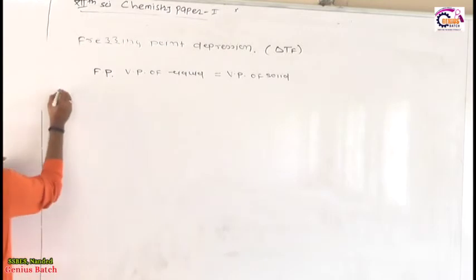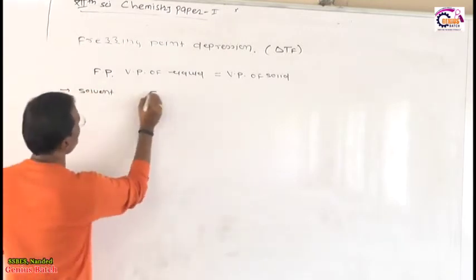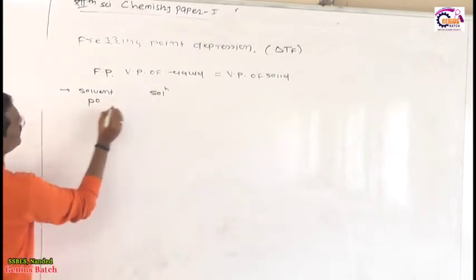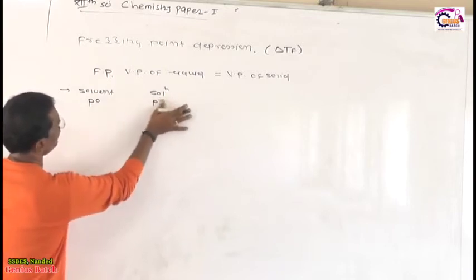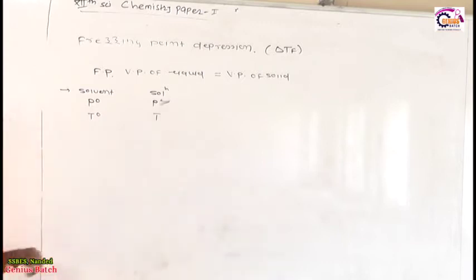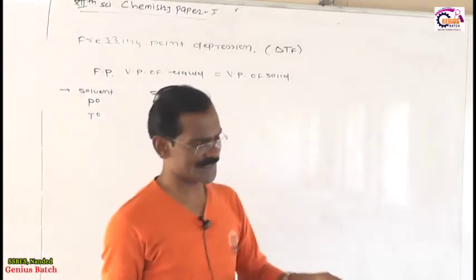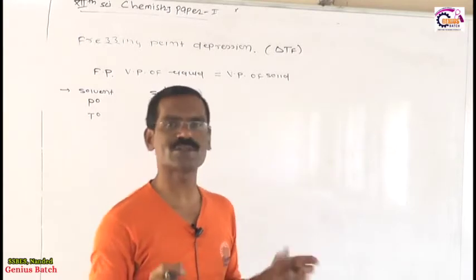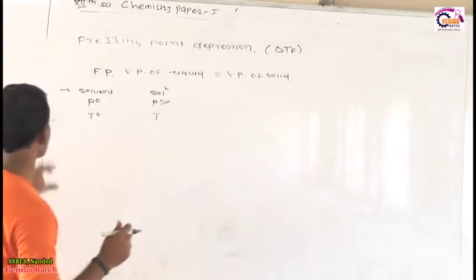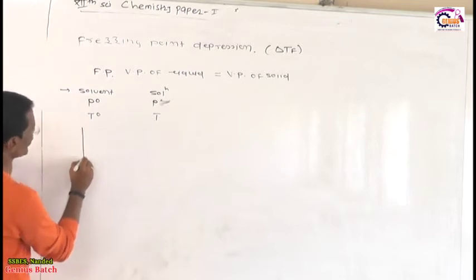Suppose, once again, this is the pure solvent and this is the solution. The vapor pressure of the pure solvent is P0, and the vapor pressure of the solution is P. The freezing point of the pure solvent is T0, and the freezing point of the solution is T. So, my friends, which are the important aspects related to this phenomenon? See toward the board.